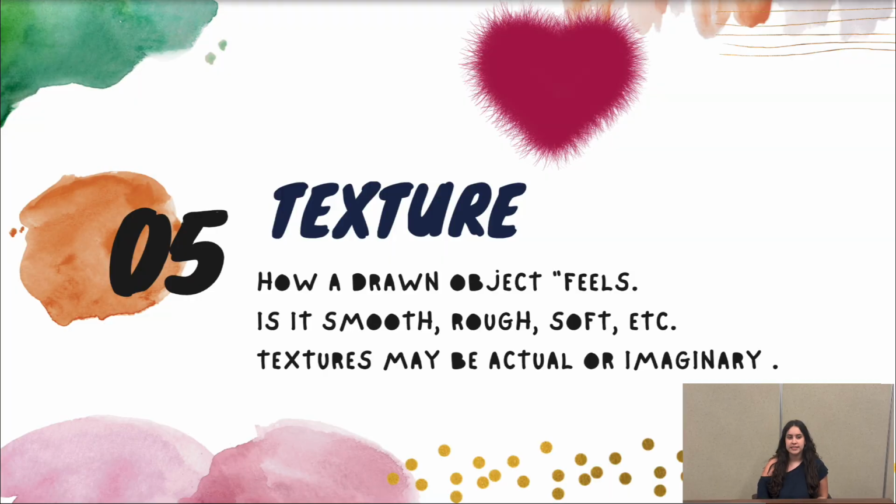Our fifth element is texture. Texture is how a drawn object feels. Is it smooth, rough, or anything else? Texture may be actual, like how a dog has fur or a fish has scales, or it can be imaginary, which is something that you make up on the spot.